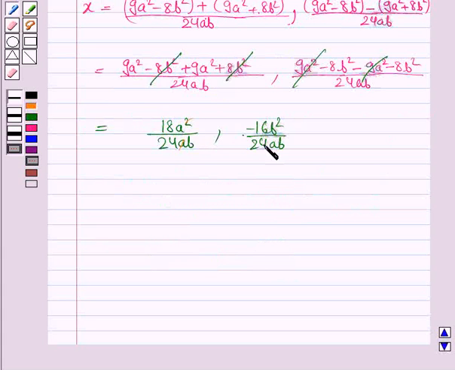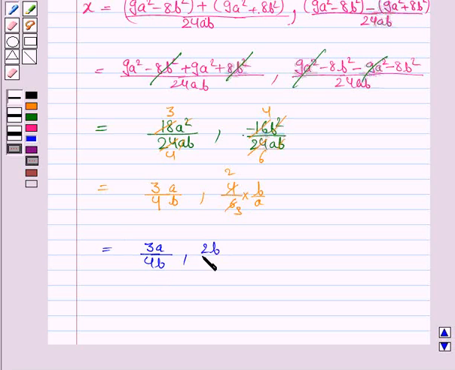Now a gets cancelled with a, and here b gets cancelled with b, and 6 3s are 18, 6 4s are 24, and from here we have 4 4s are 16, 4 into 6 is 24, and from this we have the value of x as 3/4 into a/b, and from the second one we have 4/6 into b/a, again taking 2 common here. We have the values of x as 3a upon 4b and minus 2b upon 3a.